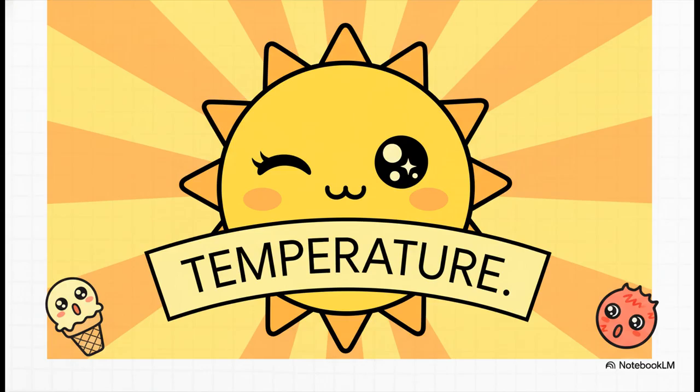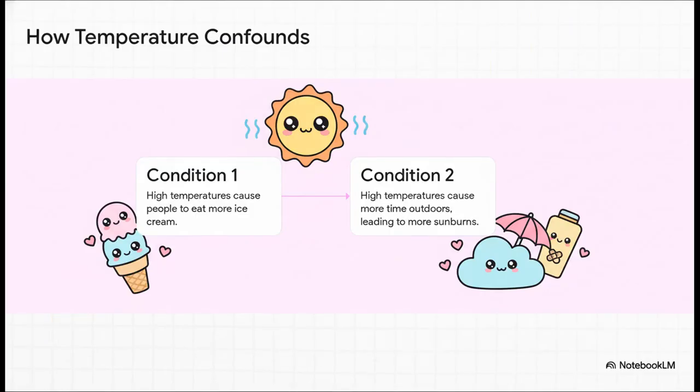It's temperature. Let me break down how this works. It's pretty simple, really. One, when it's hot outside, what do people do? They eat more ice cream. So, check. Two, when it's hot outside, people also spend way more time outdoors, which, you guessed it, leads to more sunburns. Check again. Temperature is the real reason both things are happening.